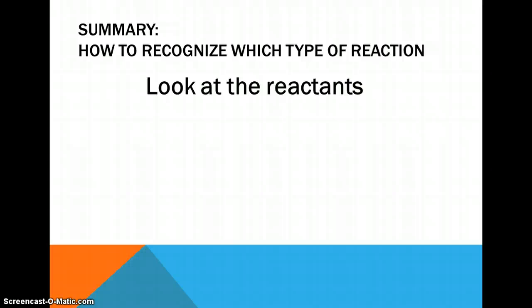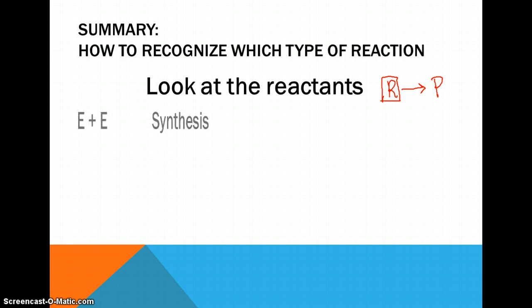First thing you always want to do is look at the reactants. Where do I find the reactants again? Oh yeah, those are the ones that are in front of my arrow. So it goes reactants over here, here's my arrow, there's my products. So I need to look at the things on this side.